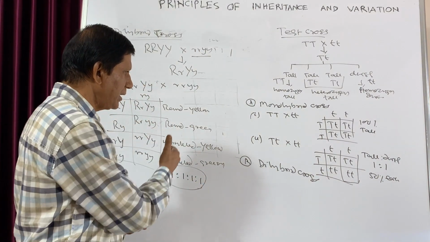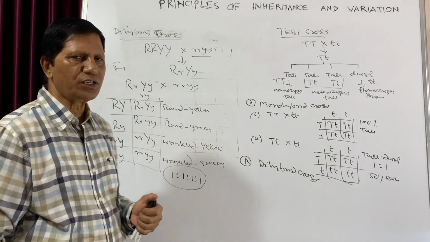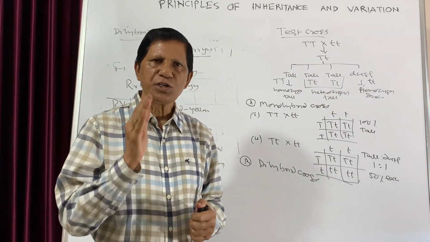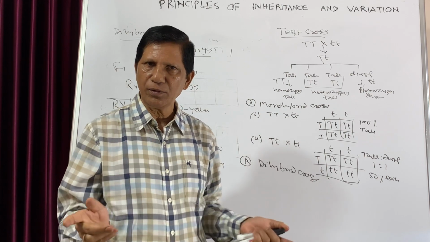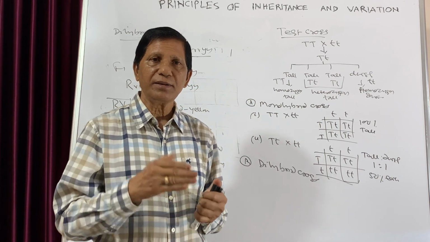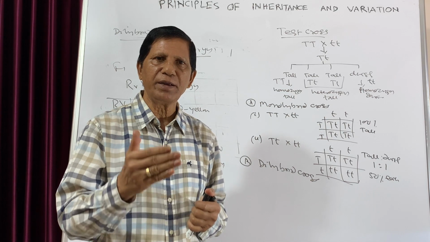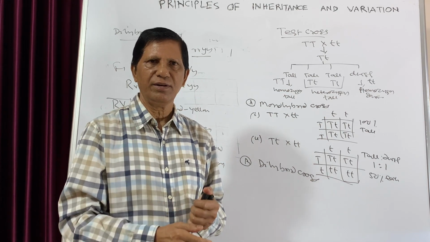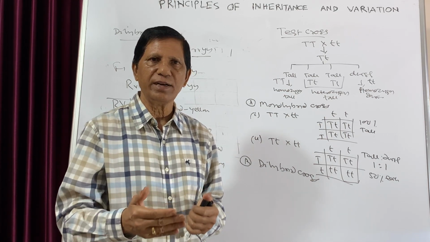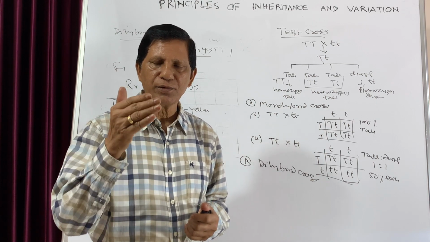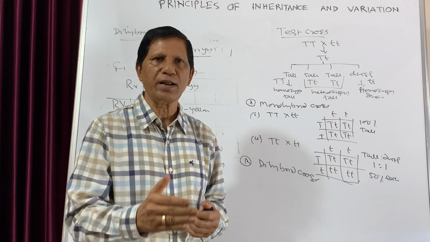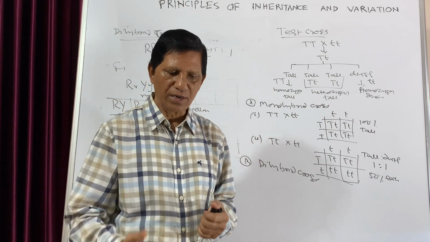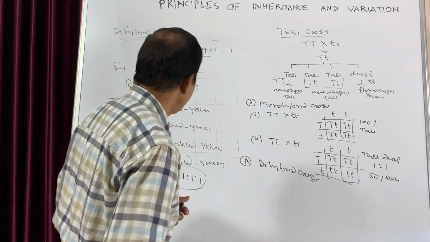If we come to the significance of this test cross, number 1 is the genotype of the unknown plant can be easily known. And this test cross was first made by Mendel himself. Until now, it has remained a part of genetics. So this is the significance or importance of this test cross. Now let us discuss questions.